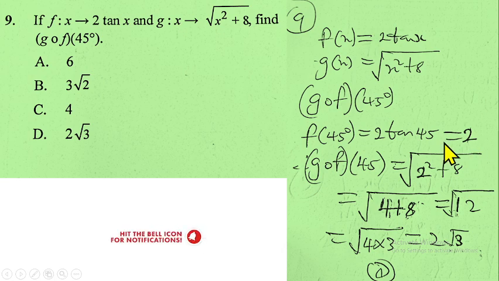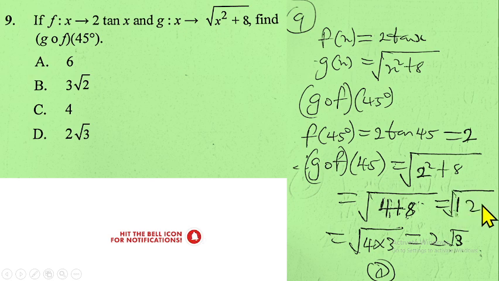Then from there, whatever you get here, you now put that into g. So technically, g of f of 45 is whatever you get here, you put it into this g of x. That means x here will be what? 2. So you'll be having 2 squared plus 8. So that means you'll be having square root of 2 squared plus 8. 2 squared is 4. 4 plus 8 is 12. So you'll be having square root of 12 or surd of 12.